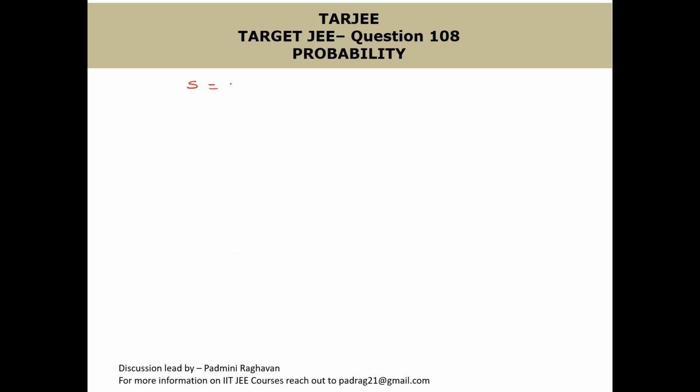S is (root 2 plus 1) whole power 5, which is 5c0 root 2 power 5 plus 5c1 root 2 power 4 plus 5c2 root 2 cube plus 5c3 root 2 square plus 5c4 into root 2 plus 5c5, which is equal to 1. Now let me call (root 2 minus 1) whole power 5. This is going to be a decimal value, so this is a fractional part.